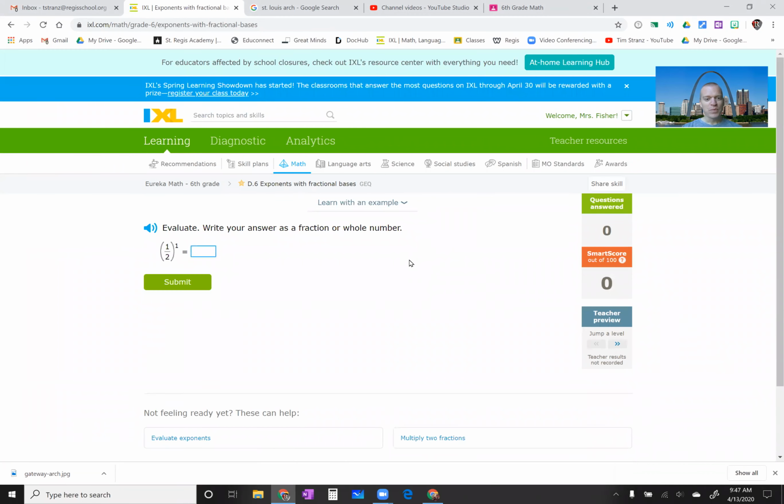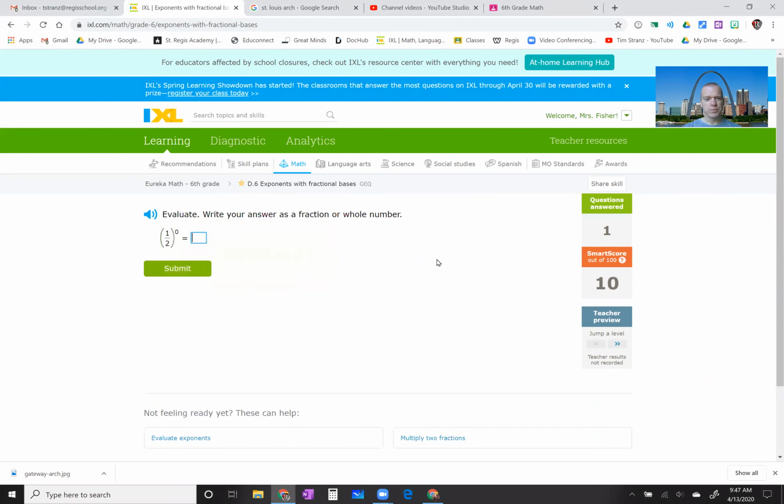Let's look at it. So we have 1/2 in parentheses raised up to the first power, okay? All this means is you got 1/2, and it's just raised up to the first power. So you only have how many 1/2s? You just have 1/2, right? So your answer is just going to be 1/2. Okay, let's move on to the next one.